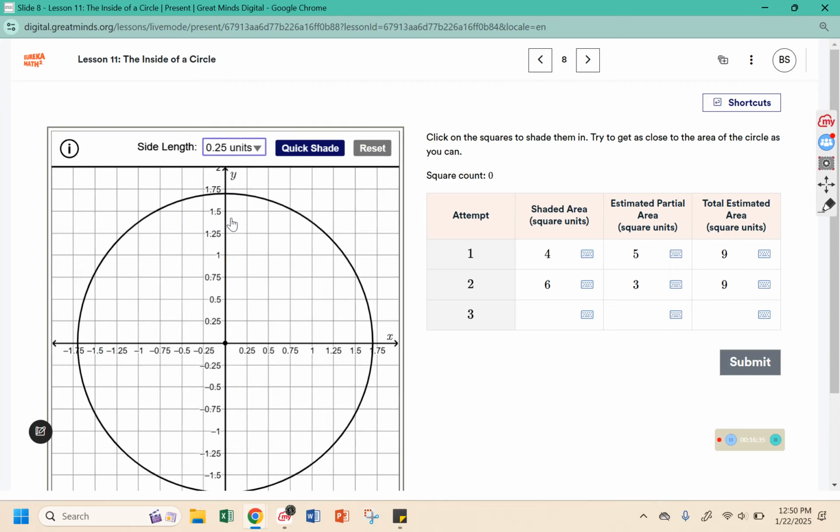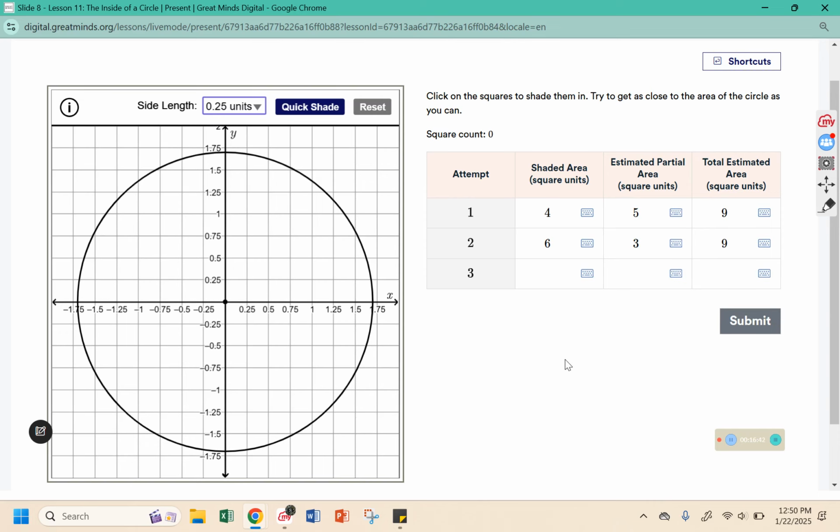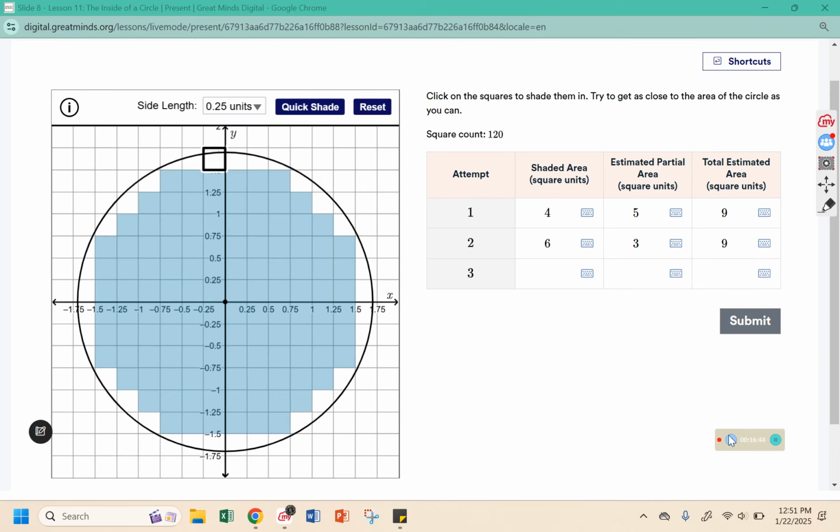Let's break them down even further. So we're going to fill in all of the pieces that are full squares. And these are a quarter wide. So a quarter times a quarter is 1/16. So whatever amount we have here, we need to split into 16 parts. So we have 120 squares. And if we split that into 16 parts, that would be 7.5 square units. So we're going to put that in here.